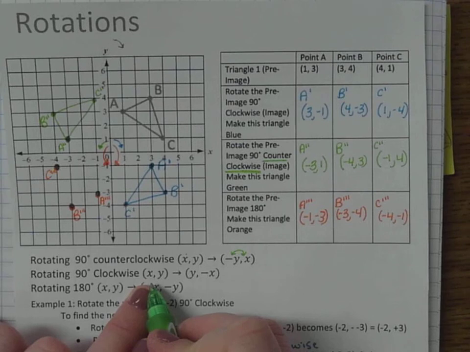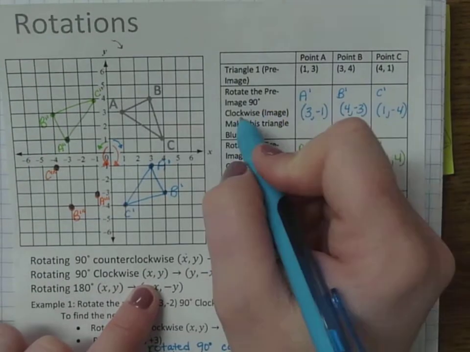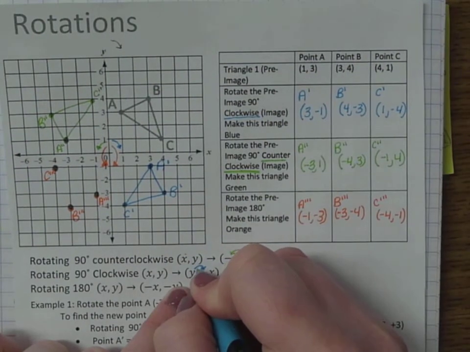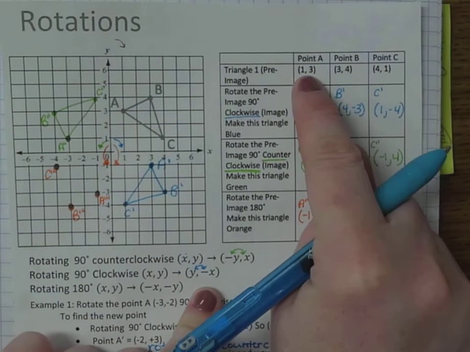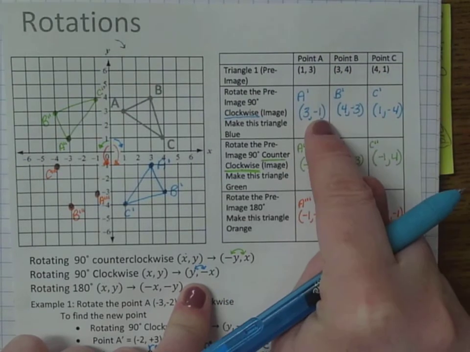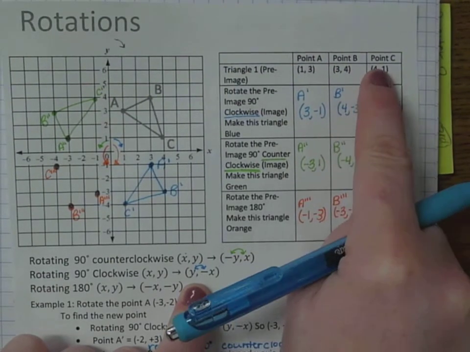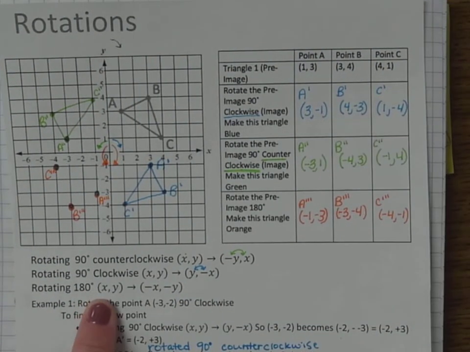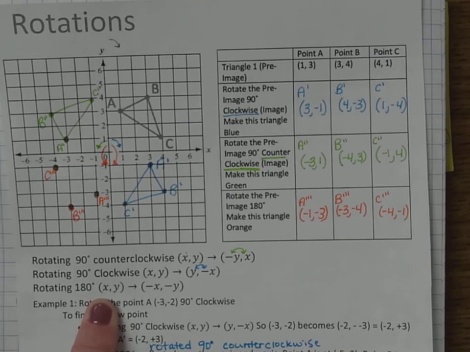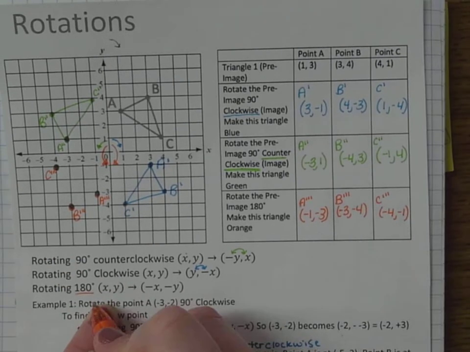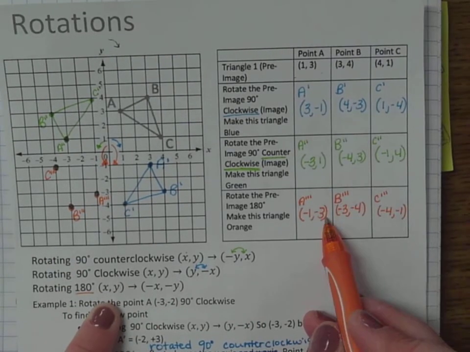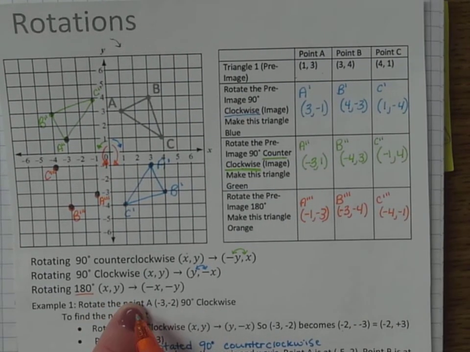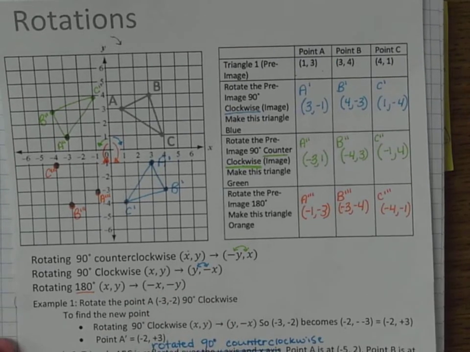Then this one is the clockwise, 90 degrees clockwise. So (1, 3), notice they switched, but now the x value is the other one. So (1, 3) became (3, -1). (3, 4) became (4, -3). (4, 1) became (1, -4). Okay, now the last one is 180 degrees. Notice (1, 3) became (-1, -3). (3, 4) became (-3, -4). (4, 1) became (-4, -1). So they didn't switch, both signs just changed to negative.